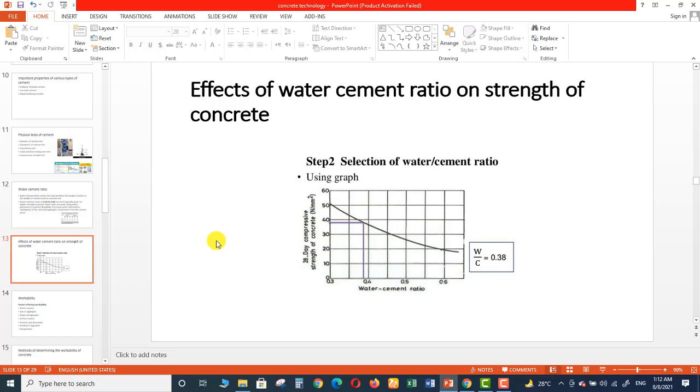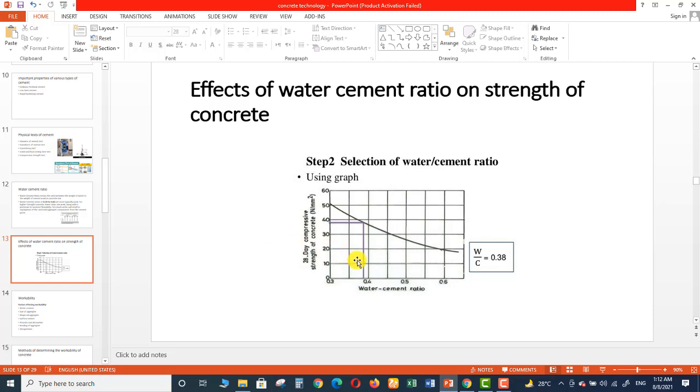So according to this law, the main theme is that the strength of the concrete depends upon the quantity of water which we are using per bag of cement. So the strength of concrete is inversely proportional to the water cement ratio, as we already discussed. That is, the lower the water cement ratio, the greater is the strength of concrete, and vice versa. The relationship between water cement ratio by weight and the developed compressive strength of concrete at 28 days may be shown in this graph.